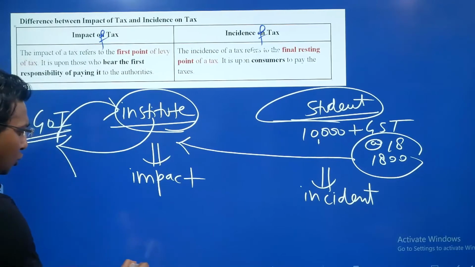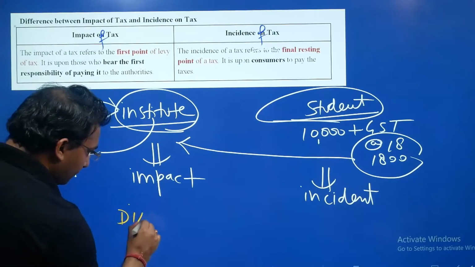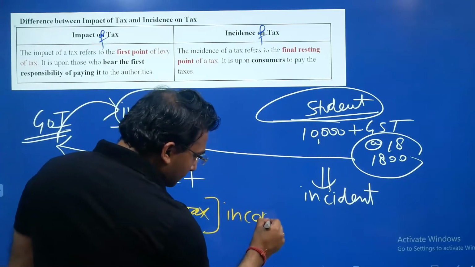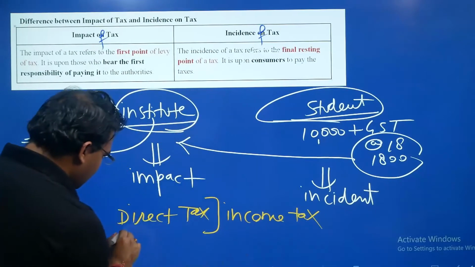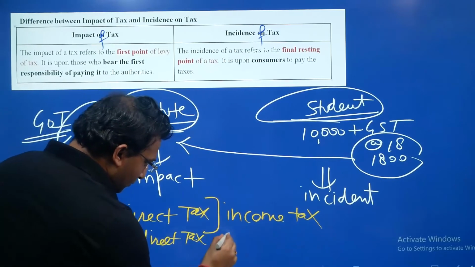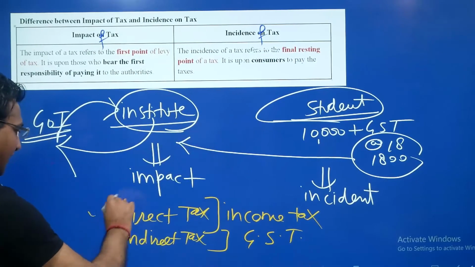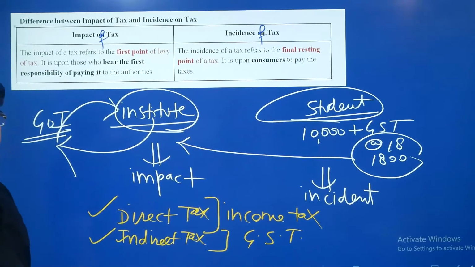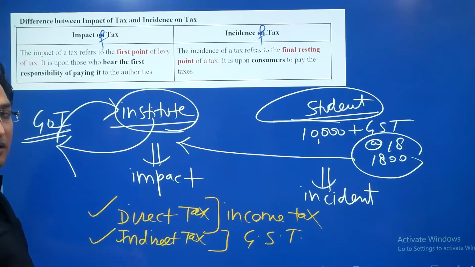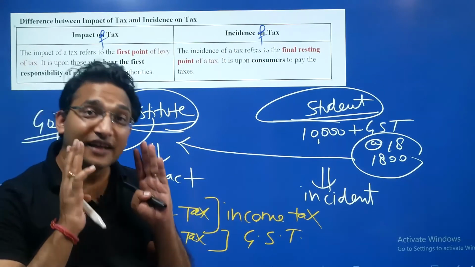Now, there are two kinds of taxes. One is the direct tax, for example, income tax. And another is indirect tax, for example, the goods and services tax. So we have direct tax and we have indirect tax. In case of direct tax, the incidence and impact remain on the same person.